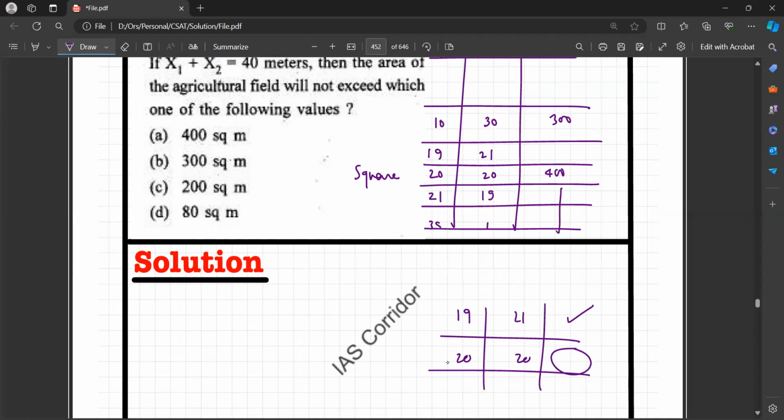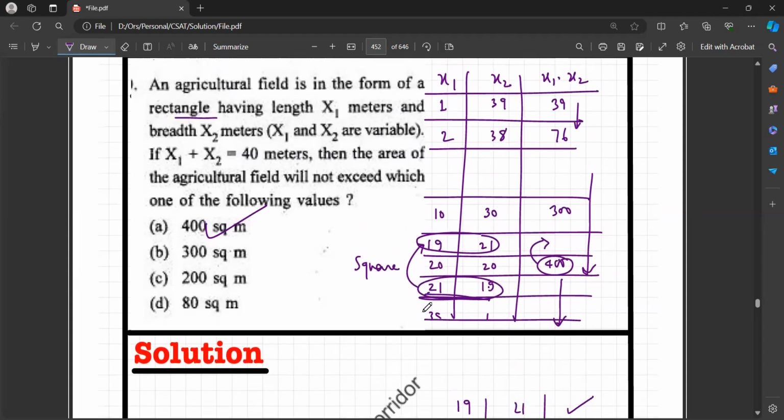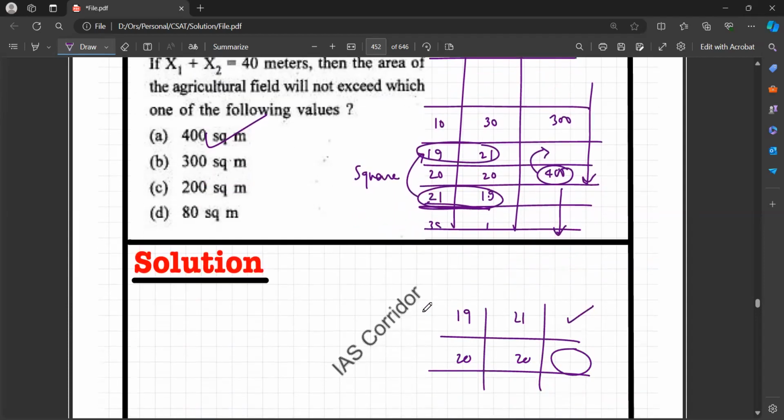Then again it will start decreasing, because this is the same case that is occurring here also. You can see gradually it is increasing. It will go to the point, at this point it will start decreasing again, because this is the repetition. 21 into 19 has already come here, which is less than 400. Now the answer would be 400 square meters. Is it clear? This is the maximum area that can happen, which is a square. A rectangle gives a maximum area when it is a square. Got it? Proceed to the next problem.